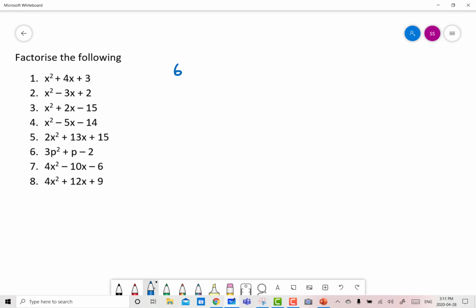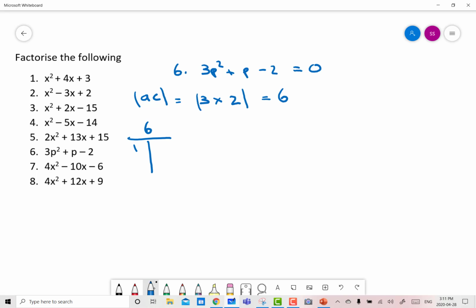So for number 6, we've got 3p squared plus p minus 2 equals 0. Okay then, so the modulus of AC is going to be 3 times 2. That gives us 6. And now I want the factors of 6. So that's 1 and 6, 2 and 3. So which of those two factors can we use to give us plus 1? Well, if I had negative 2 and plus 3, that would give me plus 1.